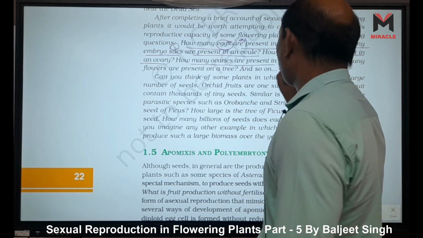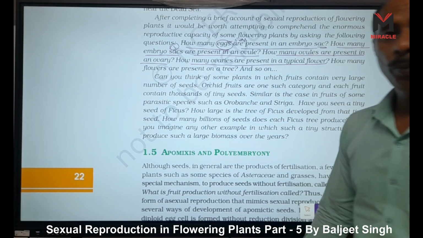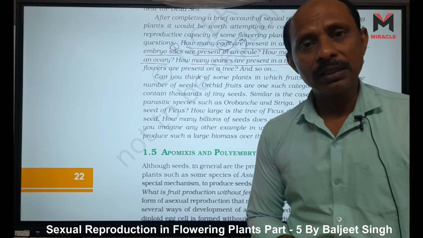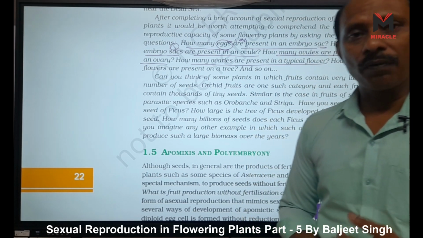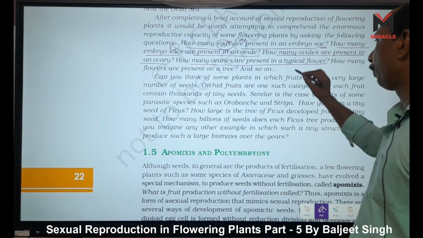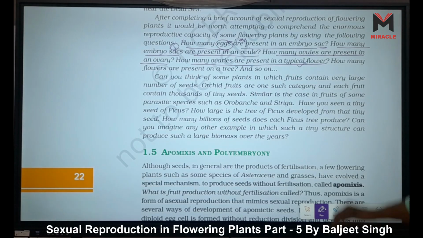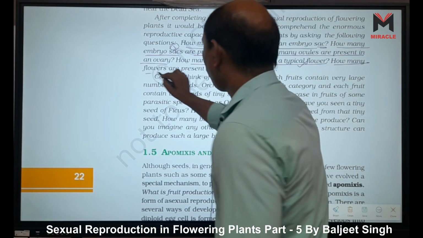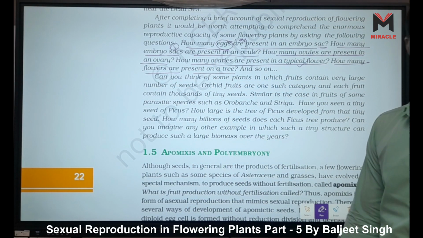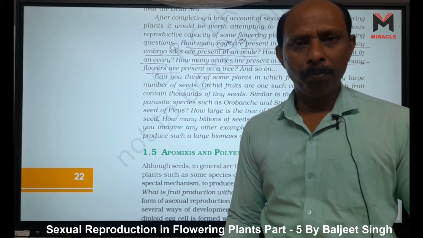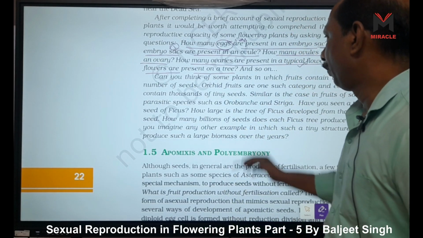How many ovaries are present in a typical flower? It also depends upon the flower, whether it is apocarpous, syncarpous, or a single flower. How many flowers are present in a tree? Already we know there are many flowers, and so on.